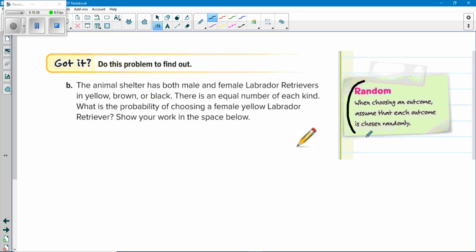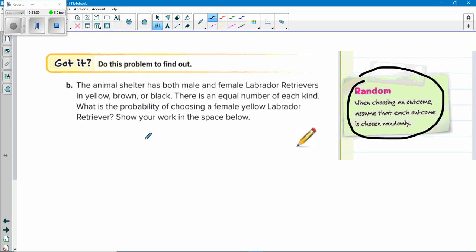Well, look what it says over here. When you're choosing an outcome, assume each outcome is chosen randomly. So you can't say, well, I only like black Labradors. No, it's got nothing to do with that. We're just, if we closed our eyes and snatched up a dog, what's the chance it'll be a female yellow lab?